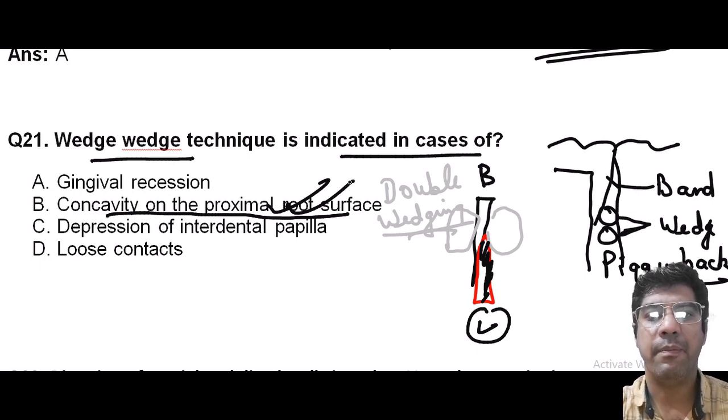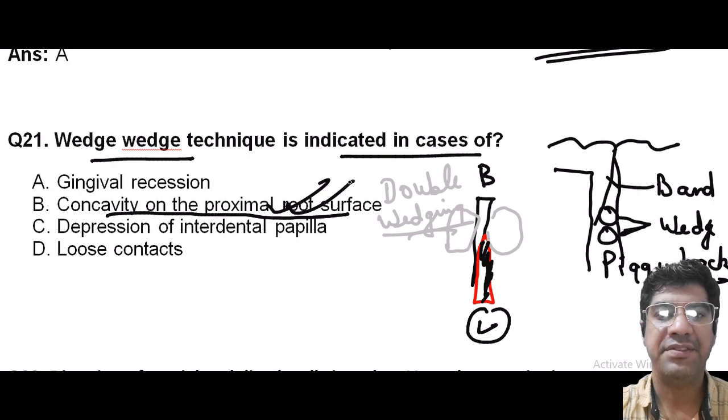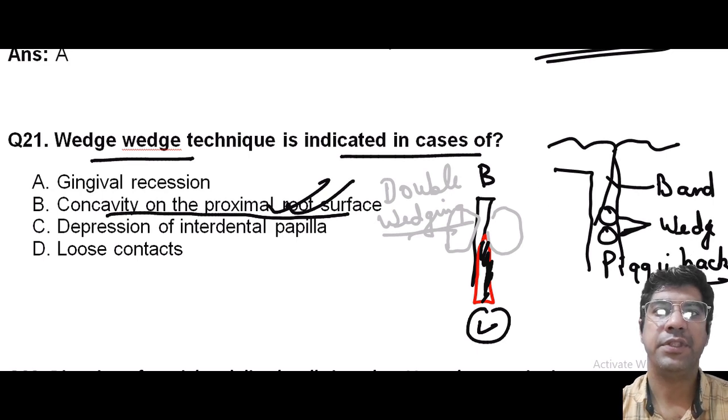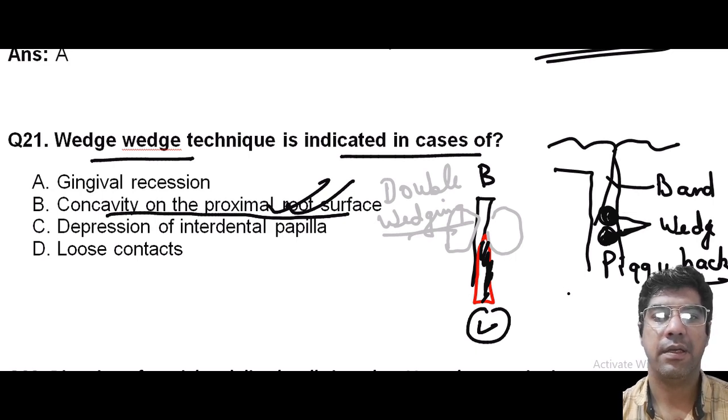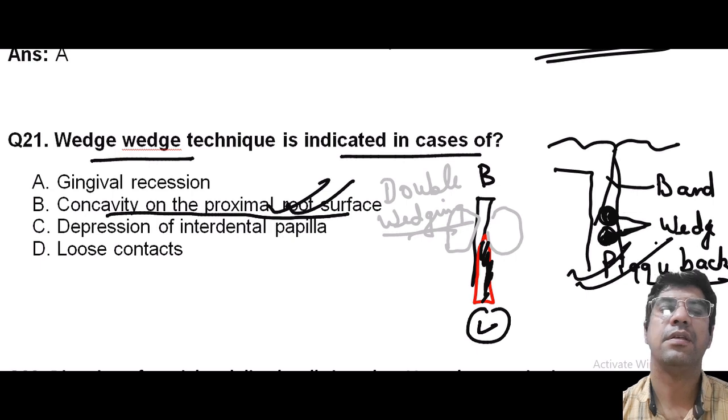The other is piggyback wedging. In this technique, two wedges are used. The larger wedge is used as normal, while the other smaller wedge is inserted above the larger one. It is indicated in the case of a shallow proximal box with gingival recession.